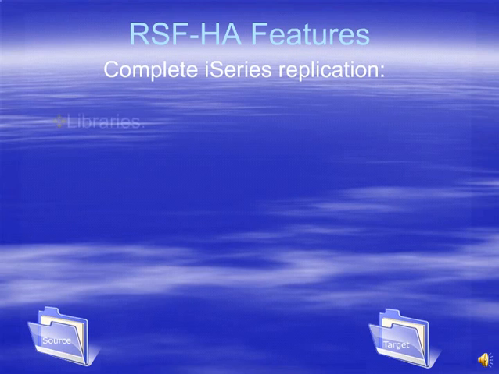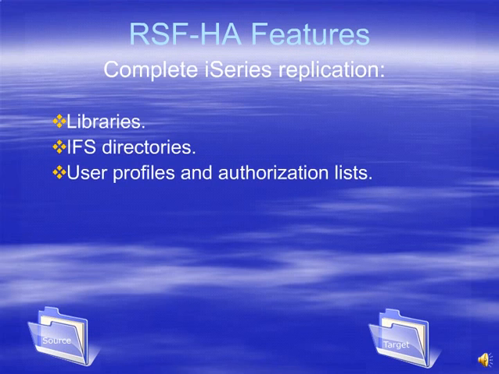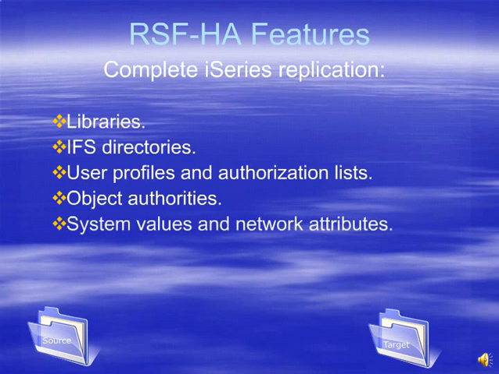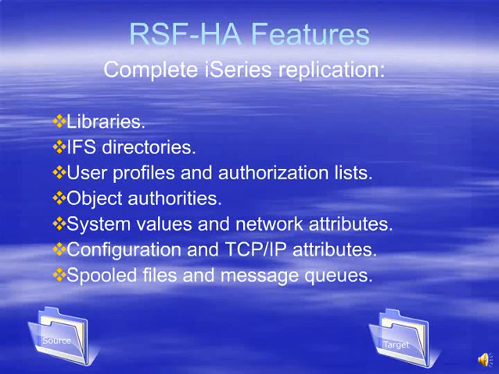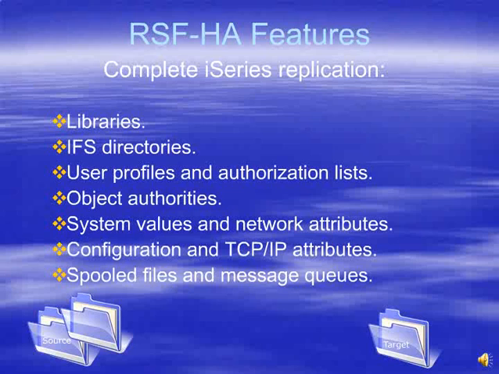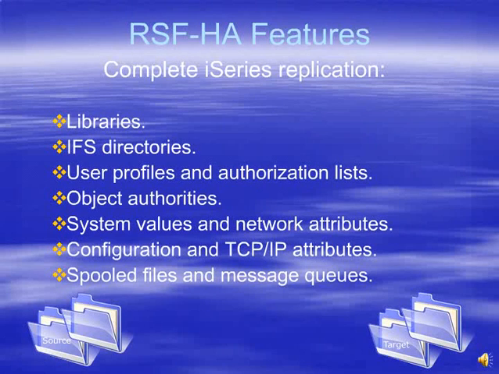You can easily replicate libraries and all of the objects that live in libraries, IFS directories and files, user profiles and authorization lists, authority changes for library and IFS objects, system values and network attributes, configuration changes and TCP/IP attributes, even spool files and message queues. In a word, any changes that show up on the source machine are automatically replicated to the target machine. Add to this role swap support and you've got a complete HA solution.